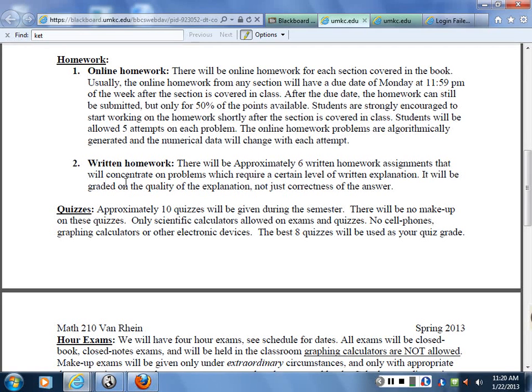So I will grade written homework assignments throughout the semester. I'll collect a few sections at a time and then look at them, mostly before the exam, so you can get that feedback.